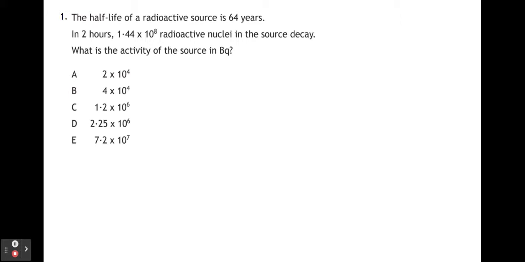In 2 hours, 1.44 times 10 to the power of 8 radioactive nuclei in the source decay. What is the activity of the source in becquerels? Pause the video and see if you can work this out.